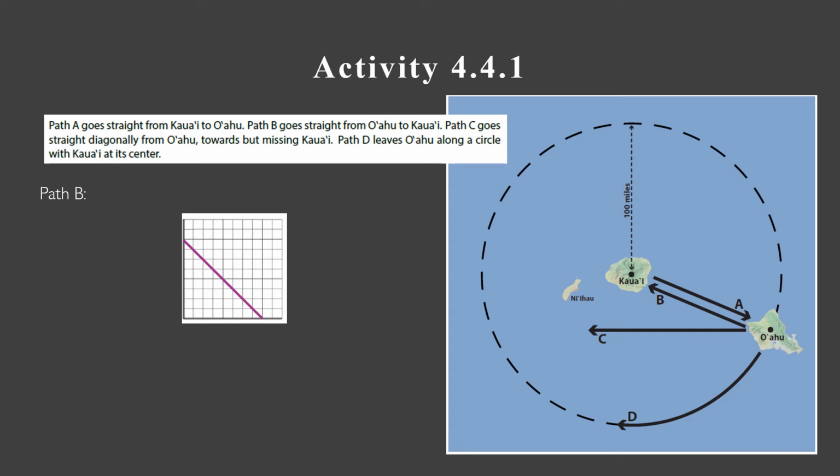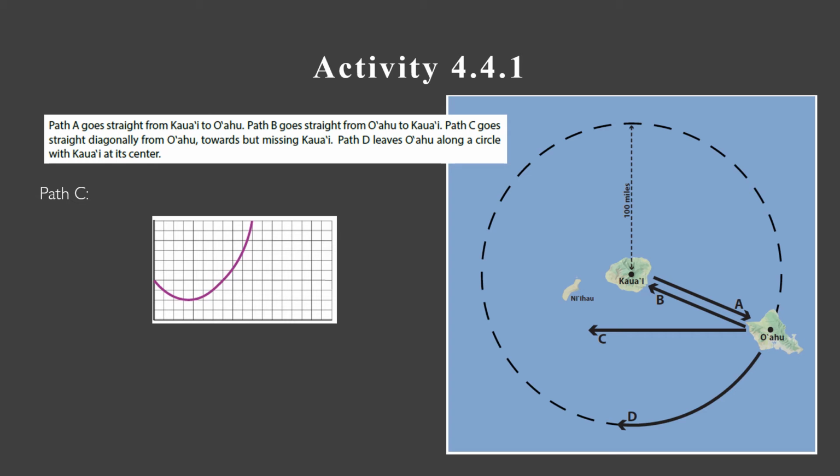a negative slope. In Path C, we start at Oahu, so our distance from Kauai is 100 miles. As we travel, we start to get closer to Kauai, so our distance from Kauai decreases for a bit. But at some point, we miss Kauai and start to move away from that island again. So our graph should have a positive y-intercept. Then as x increases, our y values should go down for a bit and then start increasing again.